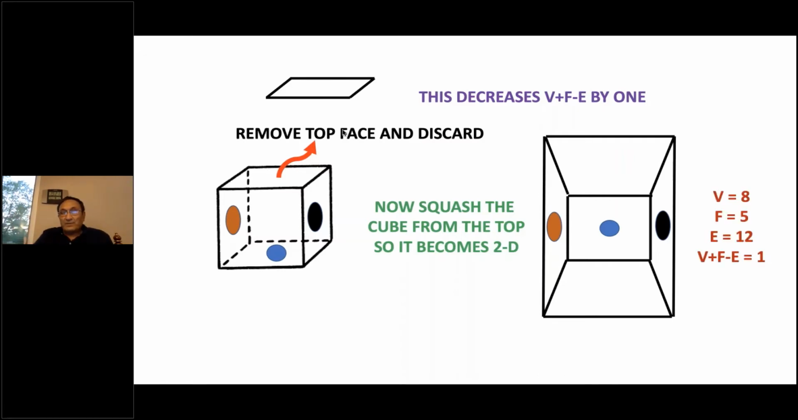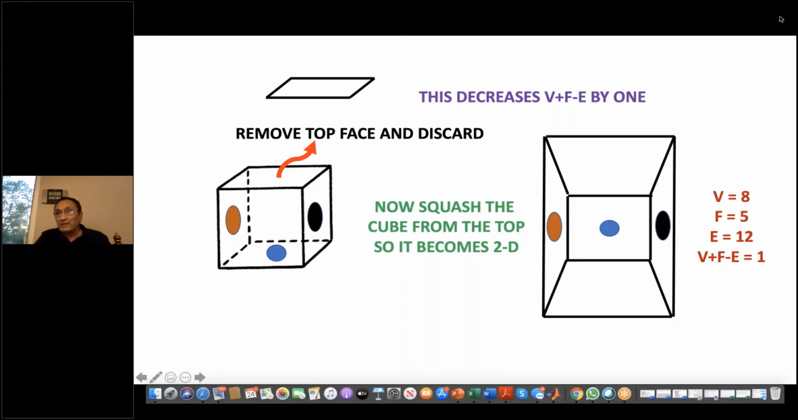Okay, so now you will notice that for the squashed cube, again, V plus F minus E is 1. Of course, we'll pretend we don't know that it's 1. But you can see it's decreased by 1. And that's because we removed the face. But let's pretend that we don't know what it should be, right?